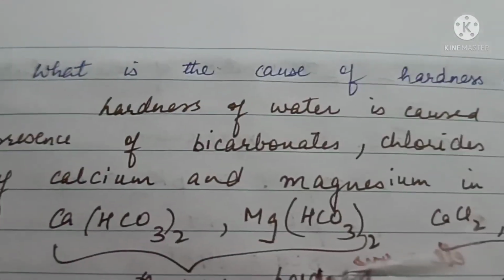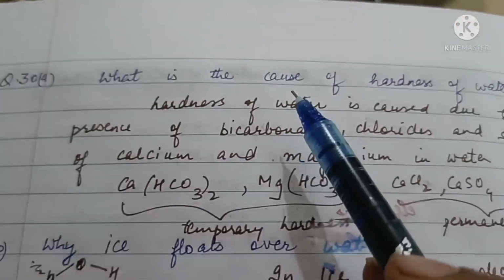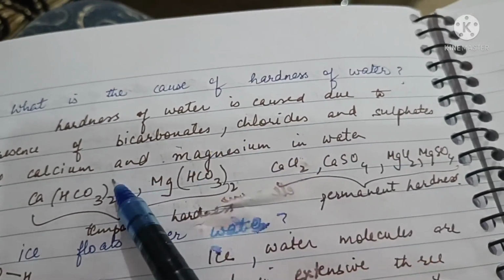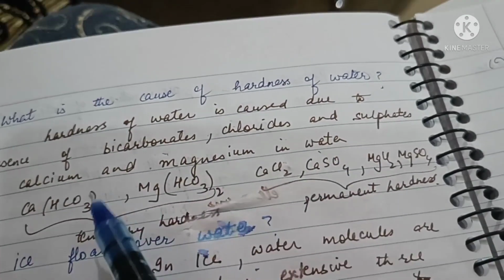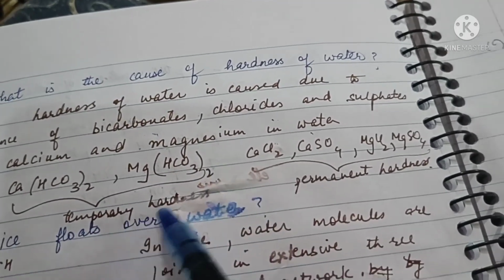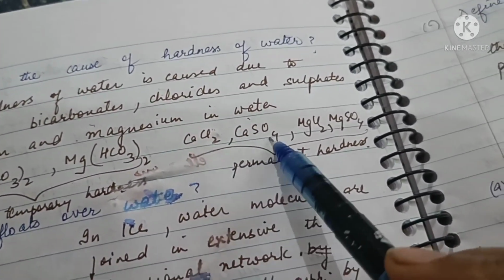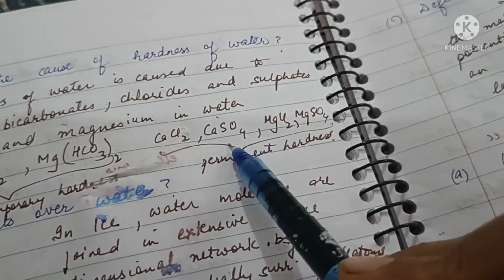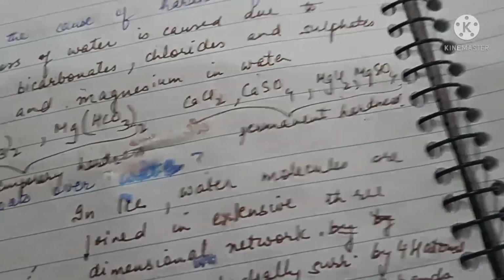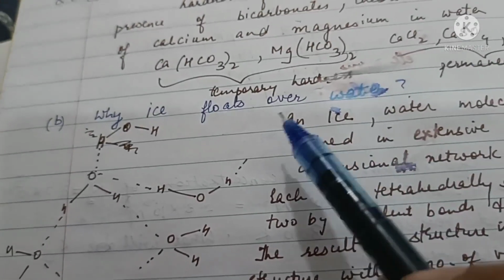0.62. What is the cause of hardness of water? So hardness of water is caused due to presence of bicarbonates, chlorides and sulfates of calcium and magnesium in water. The bicarbonates, calcium bicarbonate and magnesium bicarbonate cause temporary hardness, whereas the chlorides and sulfates, CaCl2, CaSO4, MgCl2, MgSO4 cause permanent hardness.